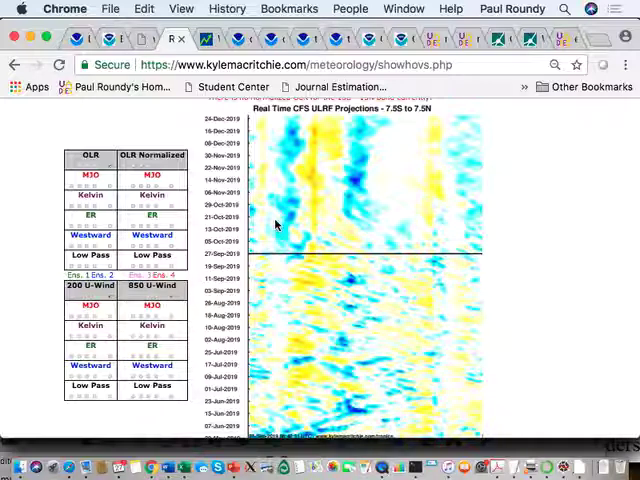RMM index uses a pattern that has a wave number 2 structure in convection in OLR anomalies. This would be like wave number 3 or so. Wave number 2 would have active Indian Ocean, suppressed West Pacific. This is active Indian Ocean, active West Central Pacific.